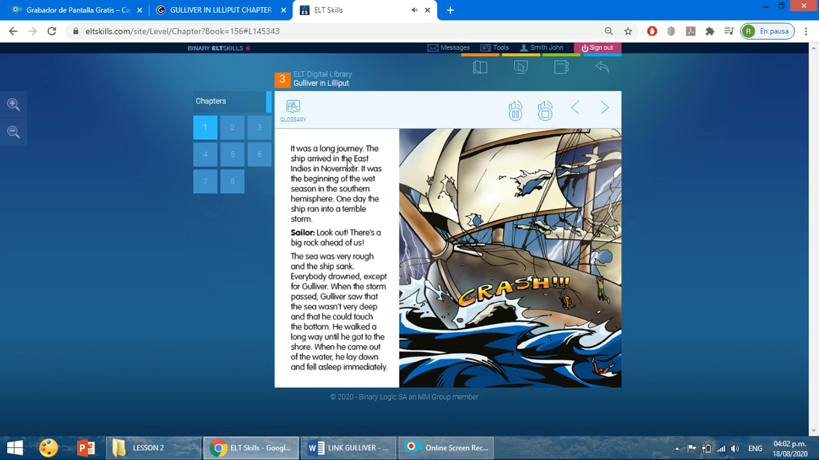It was a long journey. The ship arrived in the East Indies in November. It was the beginning of the wet season in the southern hemisphere. One day, the ship ran into a terrible storm.